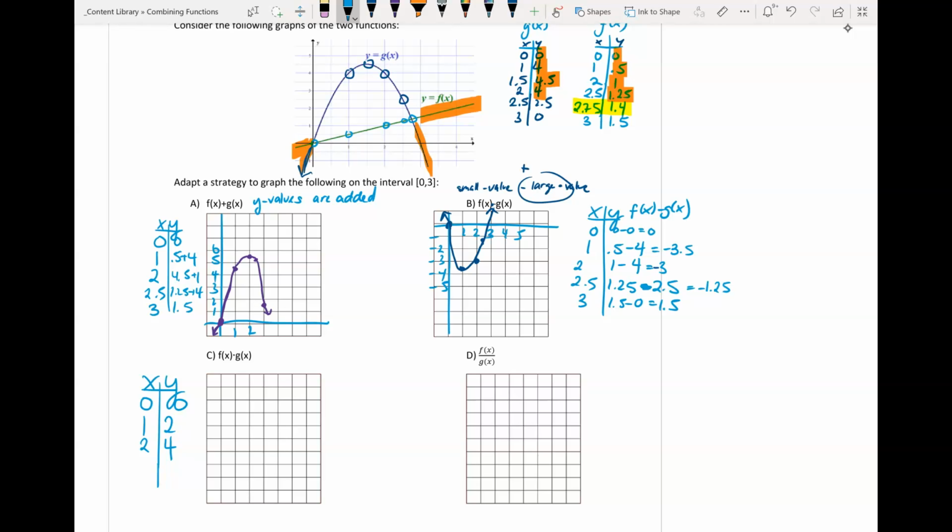At 2.5, we have 2.5 times 1.25, and we can just use this calculator for now. You're going to get questions where you don't need to do that though. This will be 3.125. Then lastly for 3, that's going to be 0. So we're going to go ahead and graph the following points that we have.